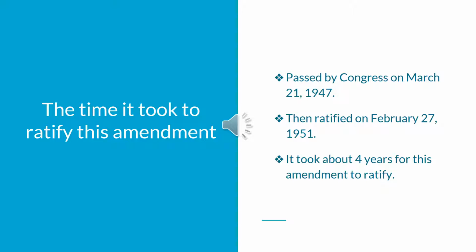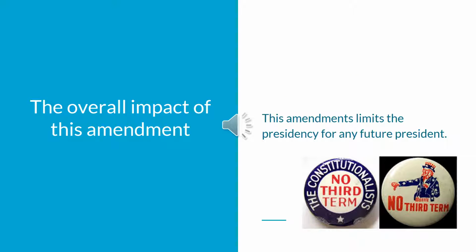Amendment 22 was passed by Congress on March 21, 1947. It was then ratified on February 27, 1951, and it took about 4 years for this amendment to be ratified. The overall impact of Amendment 22 is that this amendment limits the presidency for any future president.